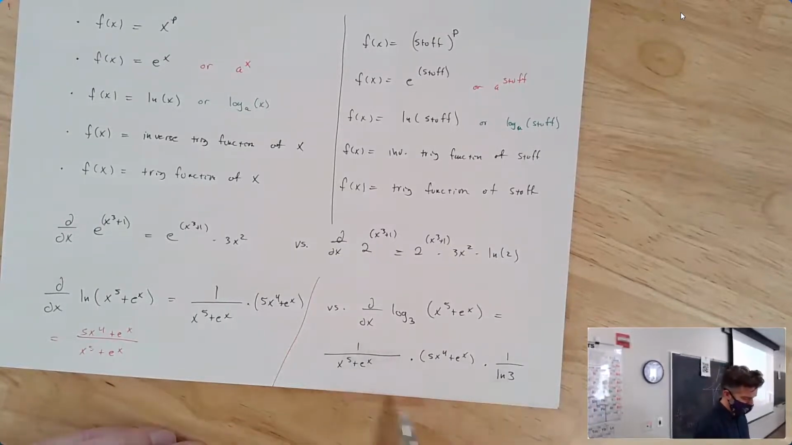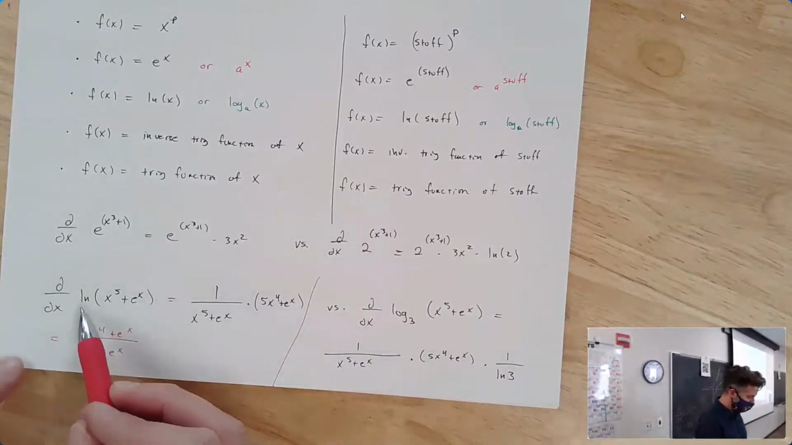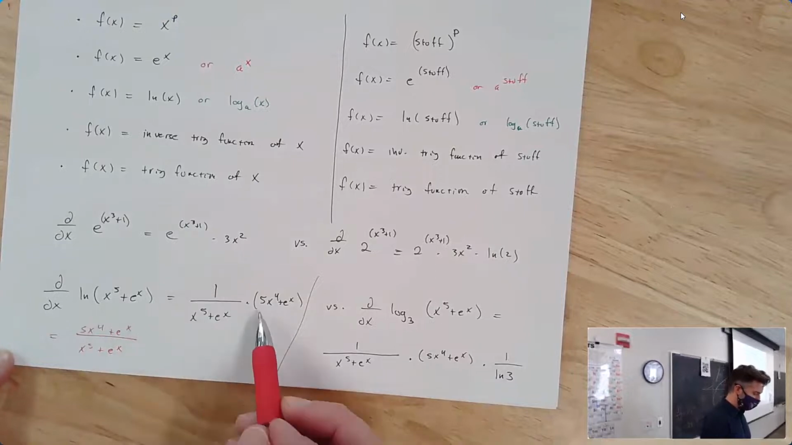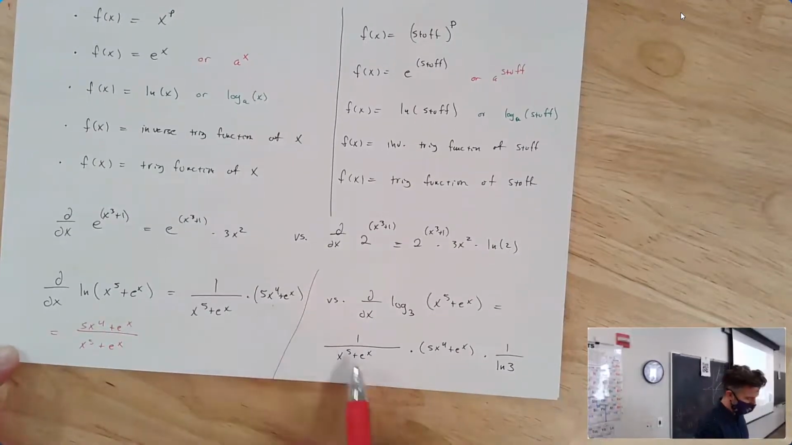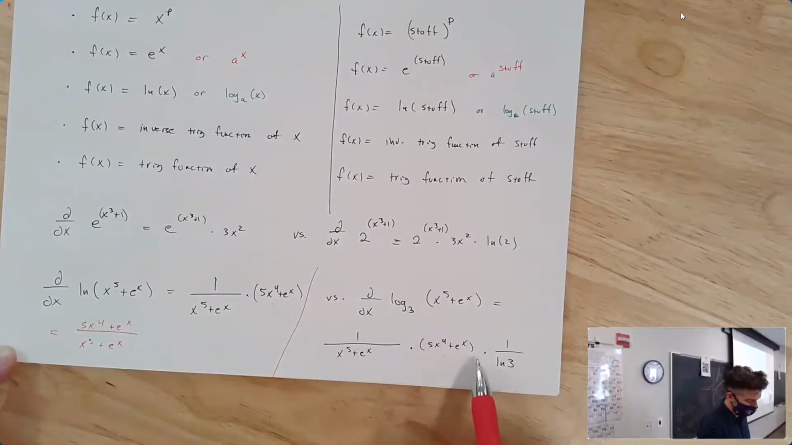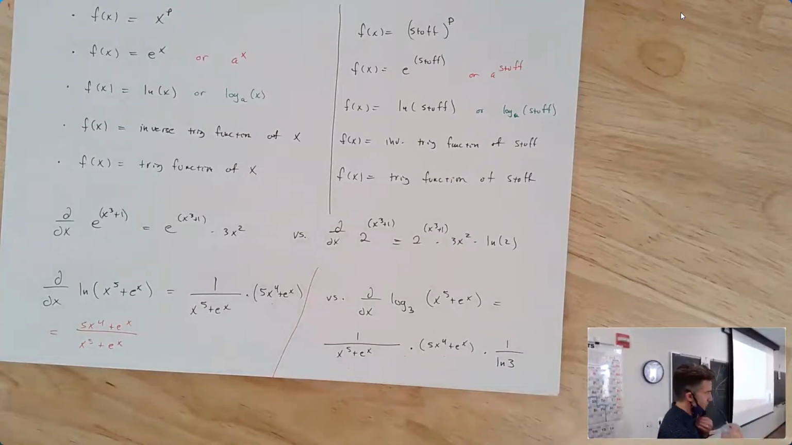The reason I like to write it out this way is because it really emphasizes the steps, right? Here, the derivative of the natural log of some stuff is 1 over the stuff times the derivative of the stuff. Here, the derivative of log base 3 of some stuff is 1 over the stuff times the derivative of the stuff times 1 over natural log of 3, or divided by natural log of 3.